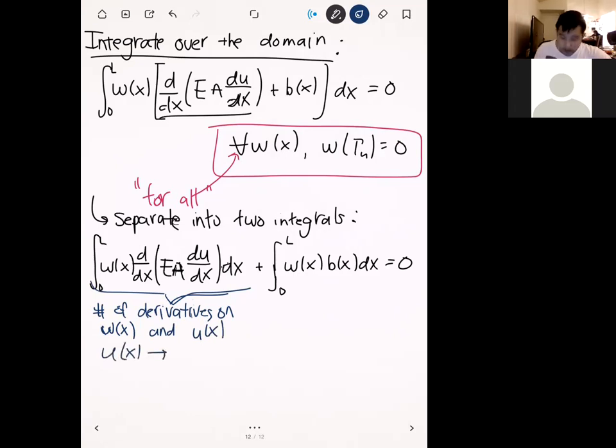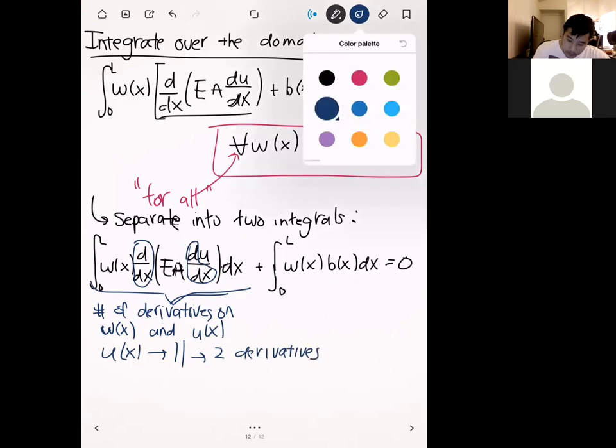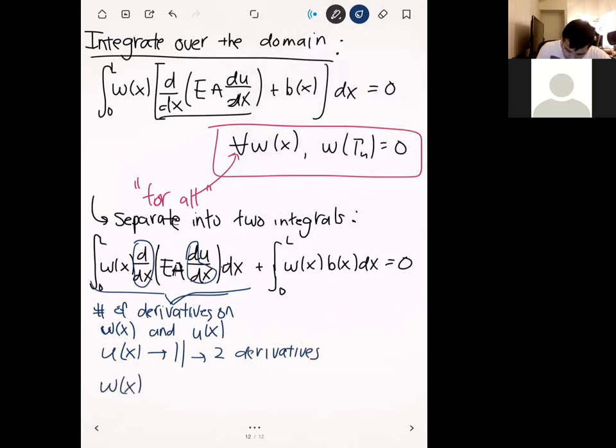For u of x, you can see right here, first we have this derivative, and so that's one derivative on that. And then we also have this derivative over here, which is the outer derivative. So for u of x here, we actually have two derivatives. And then let's look at w of x. Let's count the derivatives on w of x, and you can see w of x has 0 derivatives here.